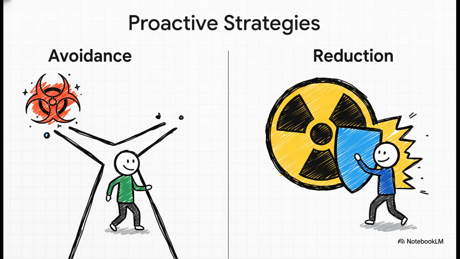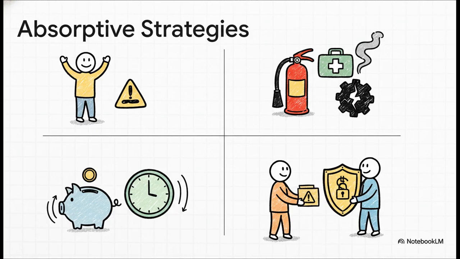Easy. Or you can go for reduction. Maybe you can't get rid of the risk, but you can definitely make it smaller or less likely to happen. Think extra quality control checks, that kind of thing. But sometimes you just have to live with a risk, right? You have to absorb it. And there are a few ways to do that.